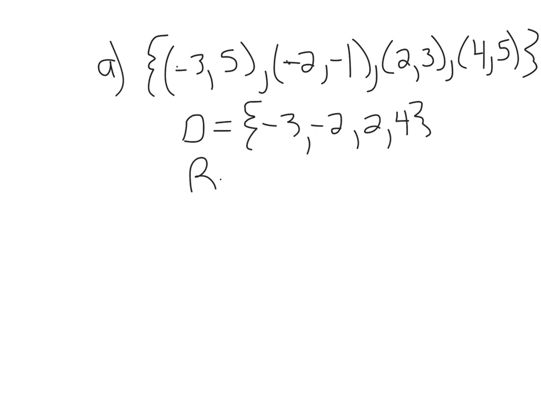The range is going to be the outputs. And now I'm going to write these not in the order in which they appear, but in order from least to greatest. So the smallest output is going to be -1. The next one is 3. And notice how 5 occurs twice, here and here. But in my range, I'm only going to list it once. And so that represents the range of that relation.